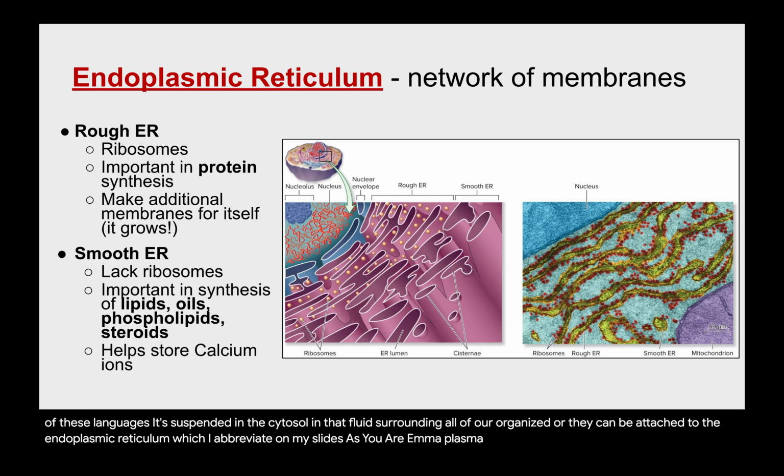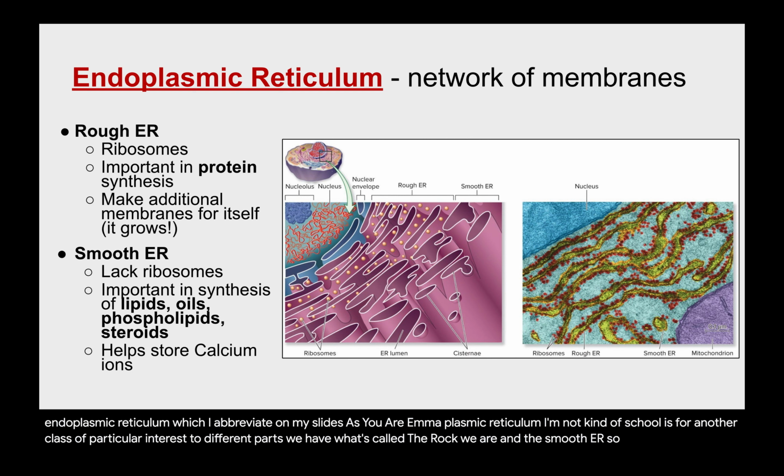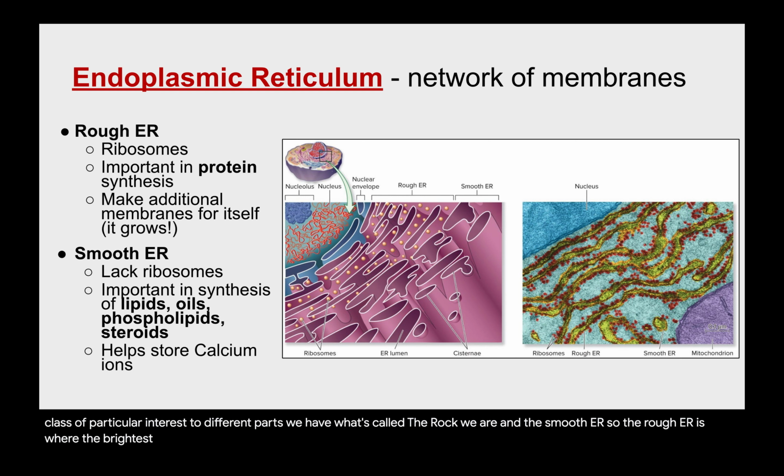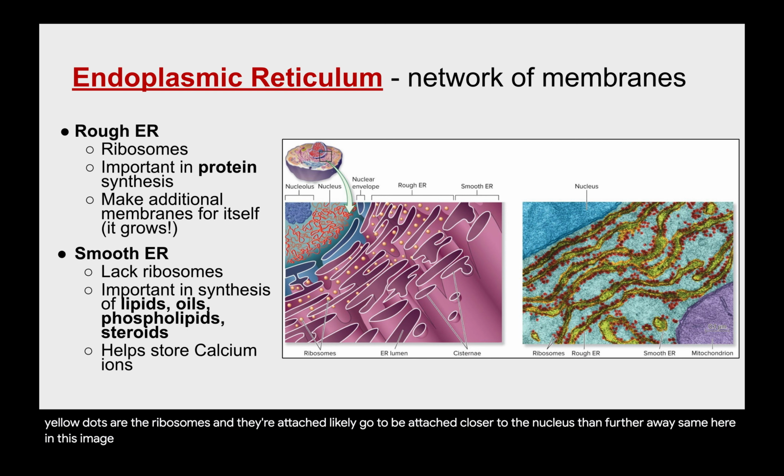So the endoplasmic reticulum, like I said, ribosomes can be attached to it. And that kind of splits our endoplasmic reticulum into two different parts. We have what's called the rough ER and the smooth ER. The rough ER is where the ribosomes are attached to the endoplasmic reticulum. You can see that in this cartoon image here. All these little yellow dots are the ribosomes, and they are attached. They're likely going to be attached closer to the nucleus than further away. Same here in this image, the green is the endoplasmic reticulum, and all those little red dots are the ribosomes that are attached.